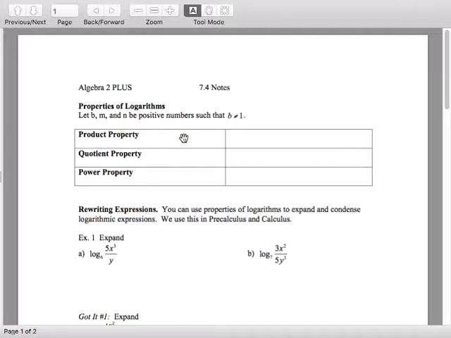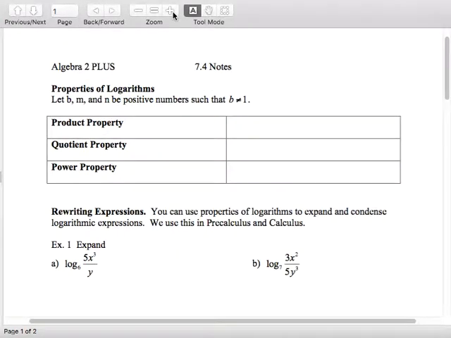So here we go. We have something called the product property, and it looks like this. If I have the log of a product, we can extend that or expand that to be the log. If I have the log of m times n, that equals the log of m plus the log of n.